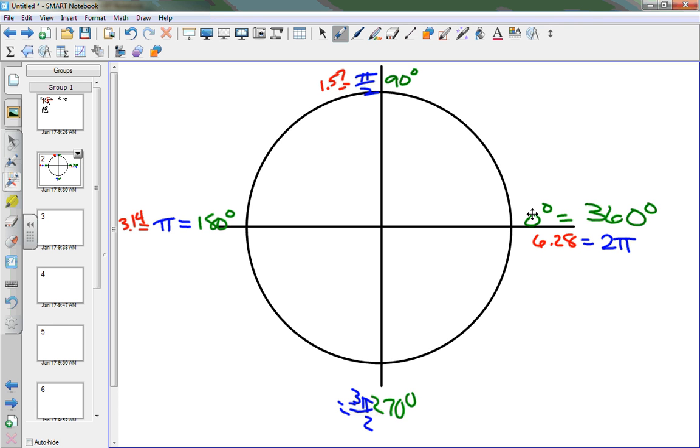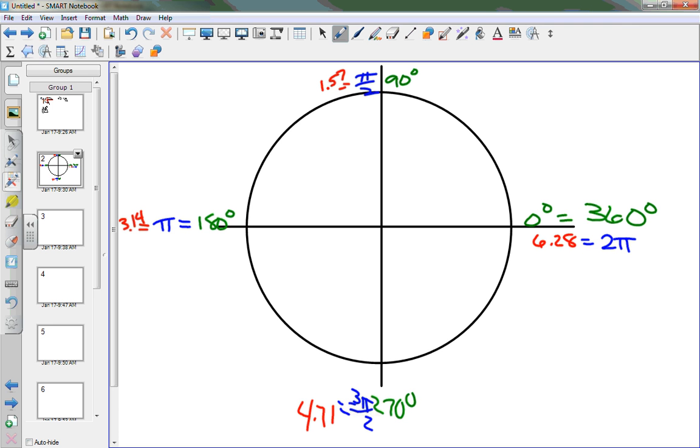7 and 4 is 11. 5 plus 1 plus 1 is 7. 4 and 1 gives me, or 3 and 1 gives me 4.71. You see that? Now I've given you decimal equivalents around the circle. I've given you degree equivalents around the circle, and I've given you radian equivalents around the circle. Yes? You've got to memorize every one of those.